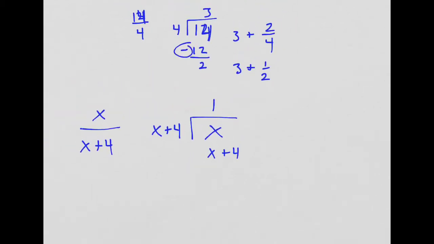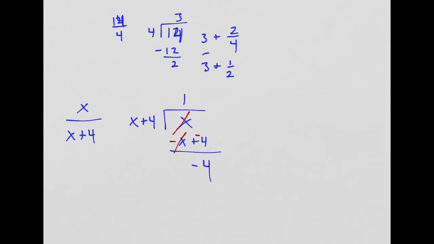So I go 1 times x plus 4 gives me x plus 4. But now I need to subtract, so I change the sign and I subtract. The x and the x cancel. And I get a remainder of negative 4. That's my remainder. So just how I wrote this, I'm going to write 1 plus the remainder, negative 4, over the divisor, x plus 4.